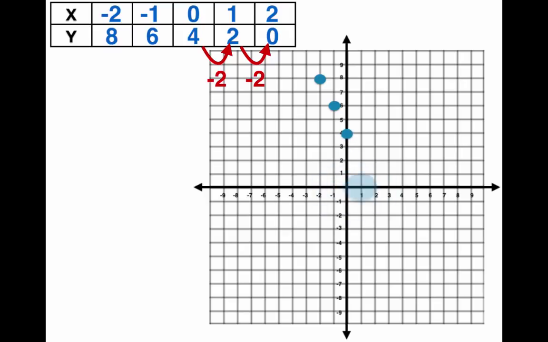And then we have that 1, 2, and the last one's at 2, 0, which would be right there. And sure enough, there's our straight line. We're going to grab our ruler and connect our points. We got a very nice looking line here. But what else could we do besides make the line? We can do more than that now.